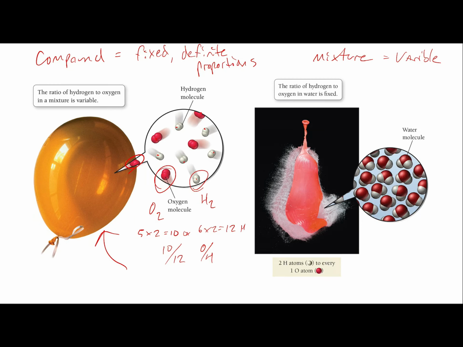Now, in a mixture, every time we look at this ratio, it could be different. Every single time we look, it could be different. Sometimes there might be more oxygens. Sometimes there might be more hydrogens. Sometimes they might be exactly equal. The number of hydrogens might equal the number of oxygens. That's possible with these molecules since they come in twos, right? They're all just pairs. But let's compare that to a compound.